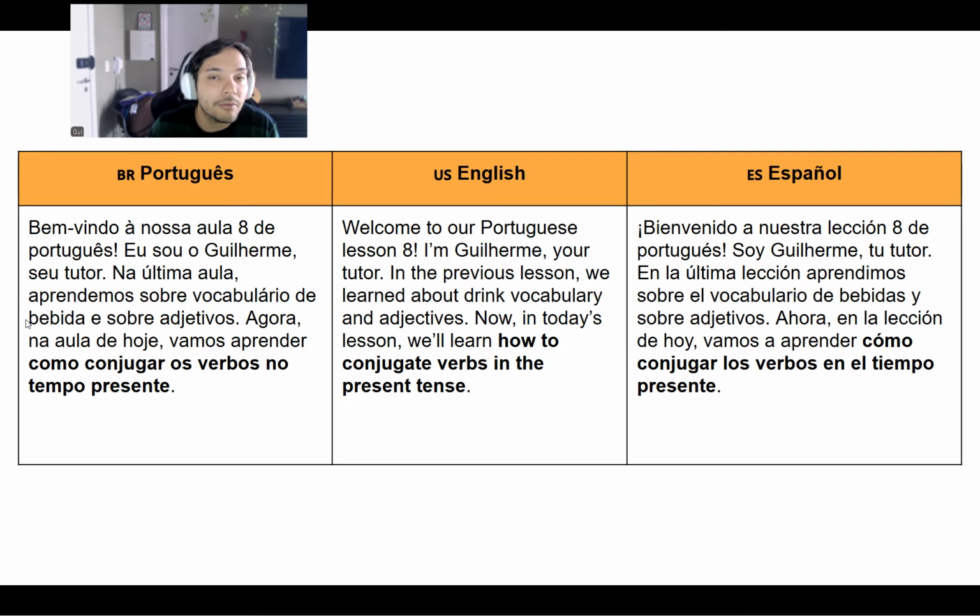You guys have the translation in English, and I'm going to read in Portuguese, okay?